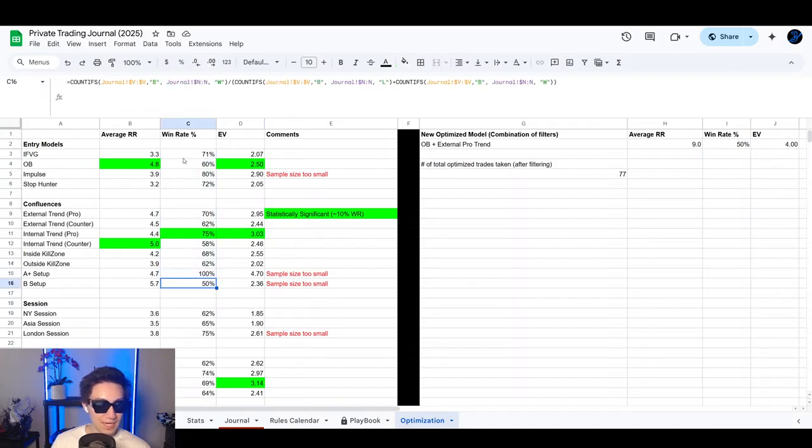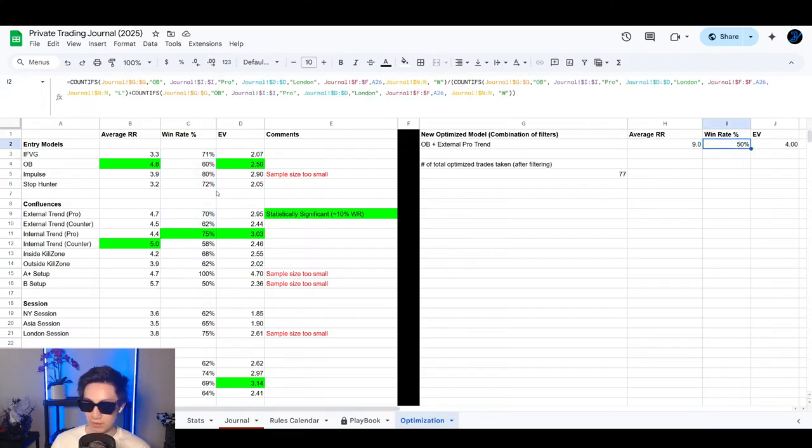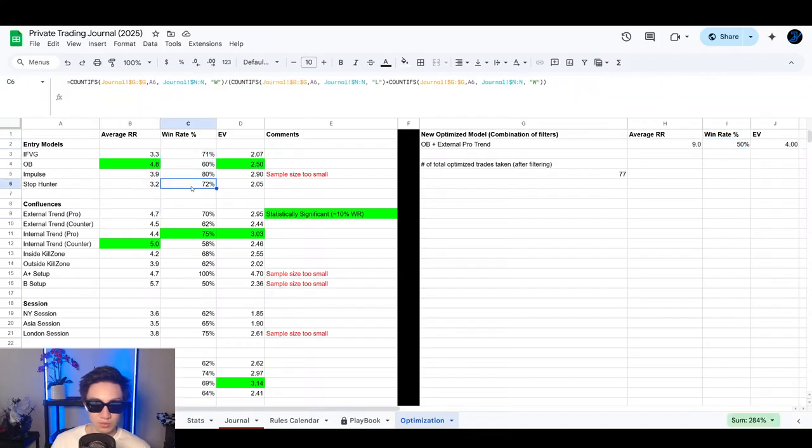Matter of fact, I shouldn't even be highlighting this win rate specifically anymore, because, like I said, you can only pick one. You can't be cherry picking one for risk reward and one for win rate. It just doesn't make sense. That's like me saying, let's say, trading only in New York session or trading only in London session.